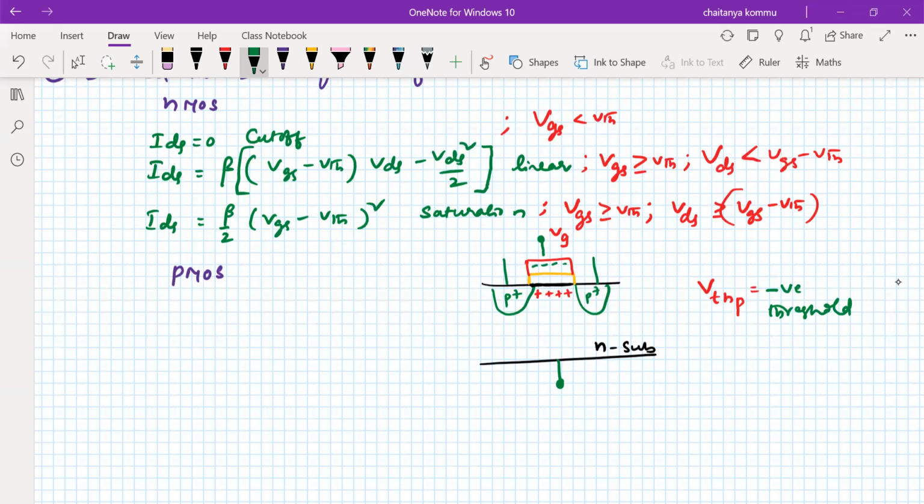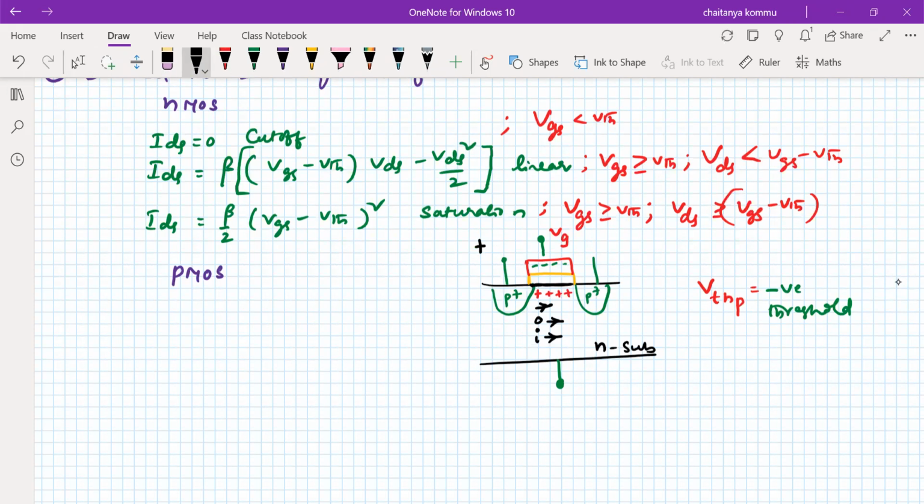Another point is that our requirement is to send the carriers from source to drain. Whatever the carrier is, it has to move from source to drain. What carrier is moving from source to drain? Holes are moving from source to drain. Therefore, the conventional current direction is in the hole's direction only. If the hole is moving in this direction, the current is also moving in this direction only. Provided that we have to apply a negative potential here, we have to apply a positive potential at this place, right? We have to apply a positive potential at the source.